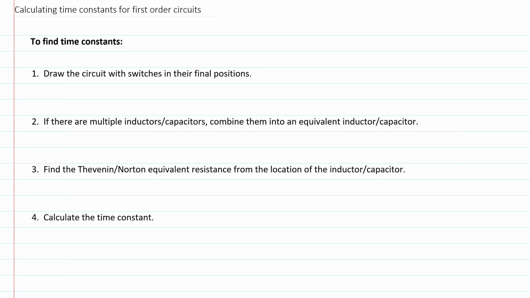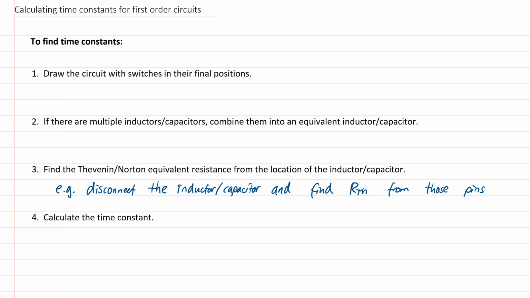Then we need to know what is the Thevenin or Norton equivalent resistance from the perspective of the inductor or capacitor. To elaborate a little bit on that, basically we imagine that we disconnect the inductor or capacitor, and find R Thevenin from those pins, or looking into those pins.